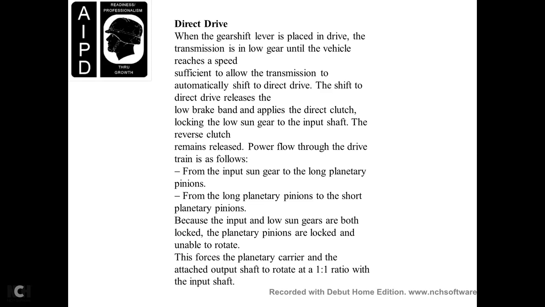With the shift to direct drive, the low brake band is released and the direct clutch is applied, locking the low sun gear to the input shaft, while the reverse clutch remains released. The power flows through the drivetrain from the input shaft gear to the long planetary pinion and the short planetary pinion, with the input and low sun gear locked and the planetary pinions locked, so the unit is able to rotate together. The planetary carrier attached to the output shaft rotates at a 1-to-1 ratio with the input shaft.